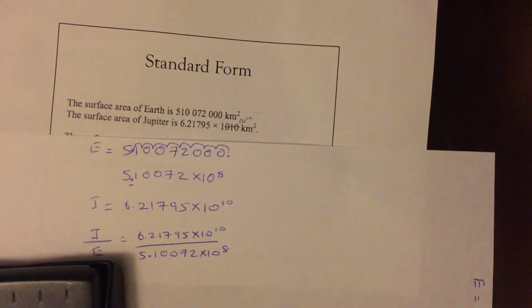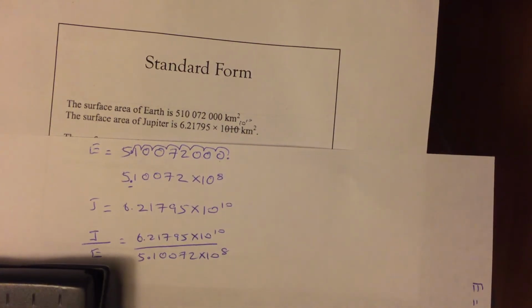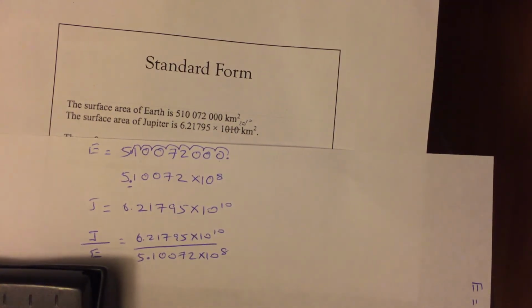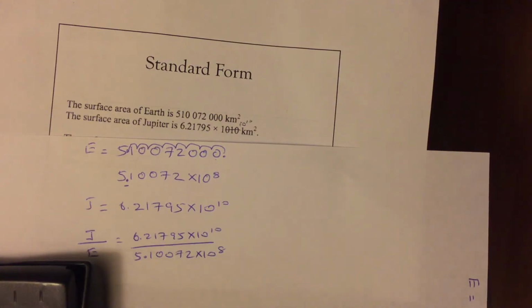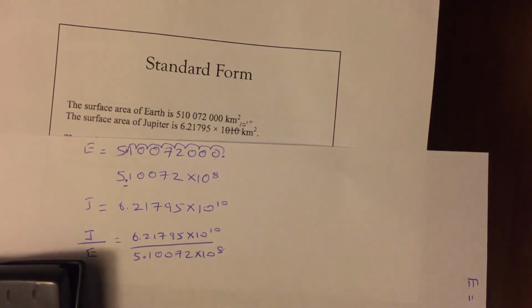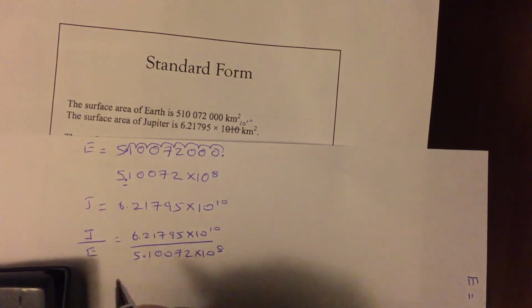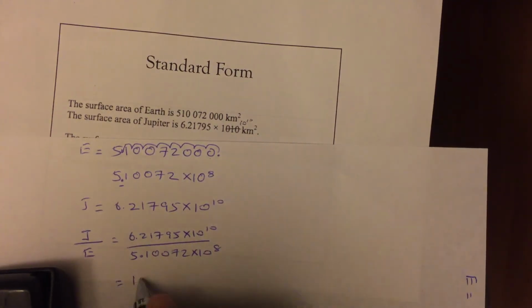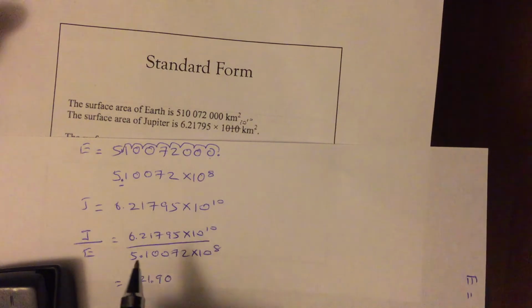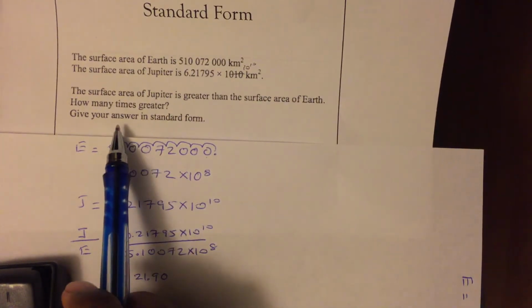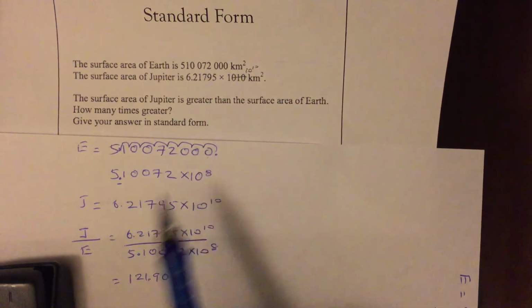So we use our calculator. So 6.21795 times 10 to the power of 10 divided by 5.10072 times 10 to the power of 8. So we'll have 121.90. So remember, in our question, we need to give our answer in standard form.